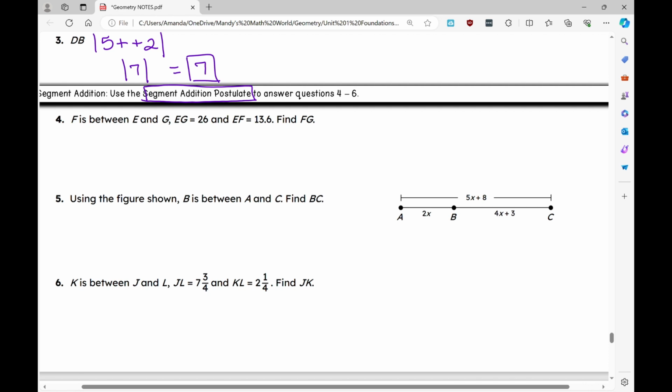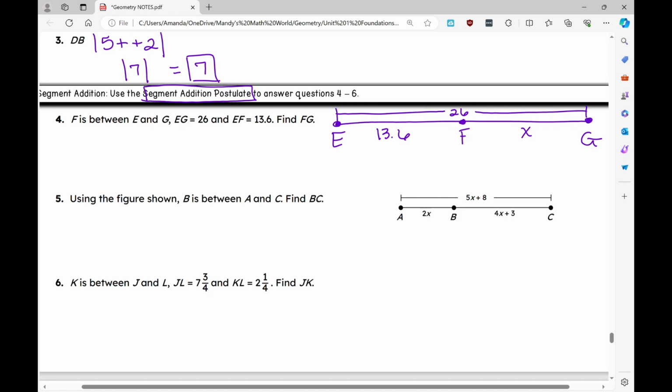If F is between E and G, then we're going to have a segment where E and G are our endpoints, and F is somewhere in the middle. You don't really have to draw it to scale. We just know that point F is in the middle. We know that the length of EG is 26, so this entire thing is 26. And we know that the length of EF is 13.6, so this right here is 13.6. Find FG. So this is what we're looking for right here.